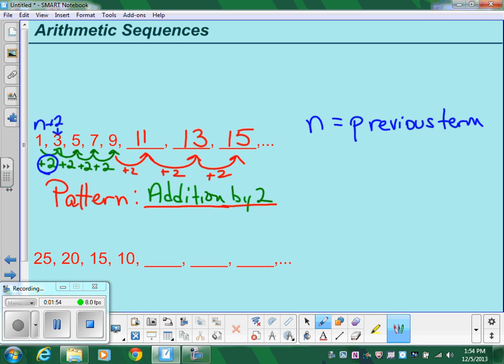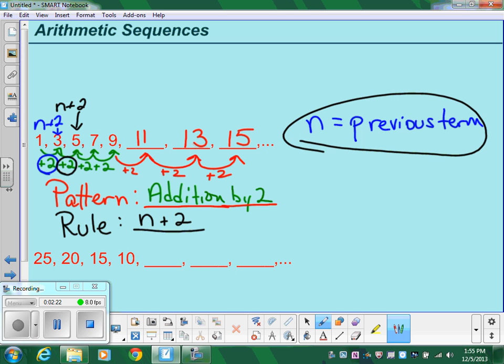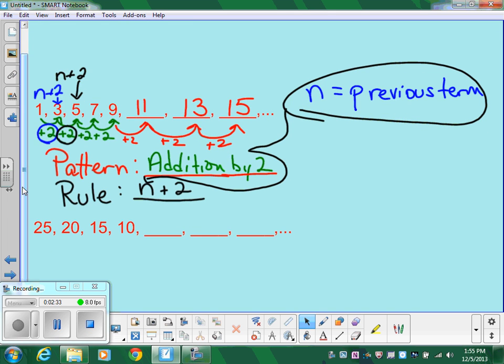At this point now, we are calling 3 our N. And to go from there, we once again add 2. And so on, we will continue through. This means that this particular sequence has a rule of N plus 2, where N was the previous term. This kind of sequence is very interesting, but not exclusive.